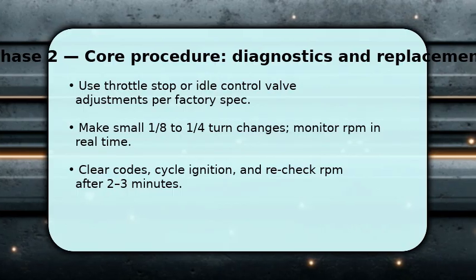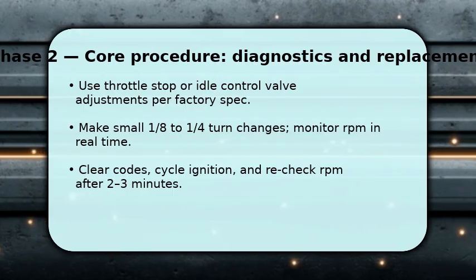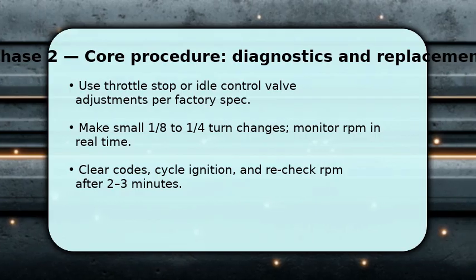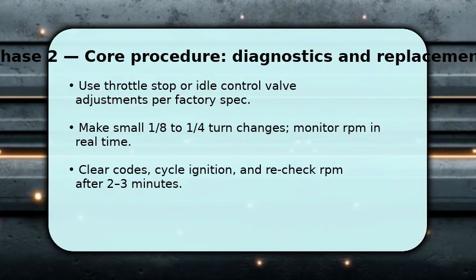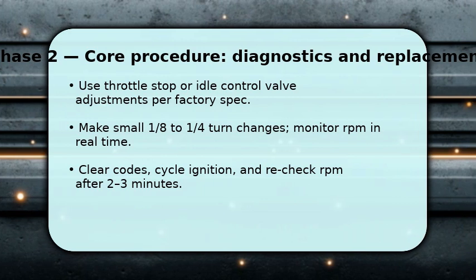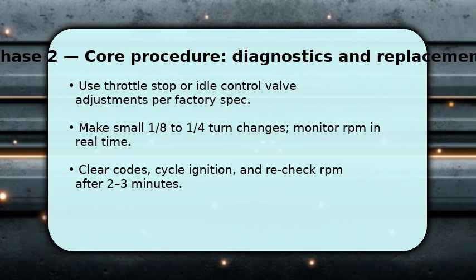After each tweak, clear codes, cycle the ignition, and let the engine stabilize for 2 to 3 minutes so the ECU learns the new baseline. If RPM drifts, back out the last change and reassess.